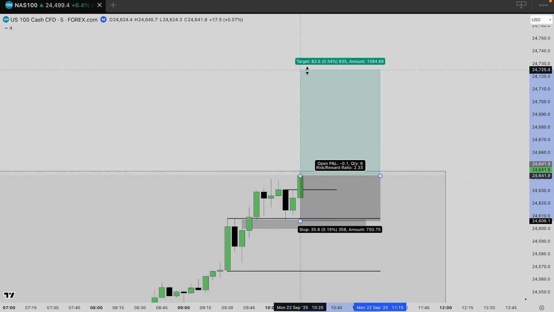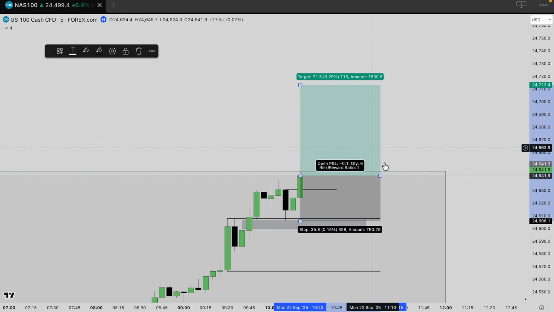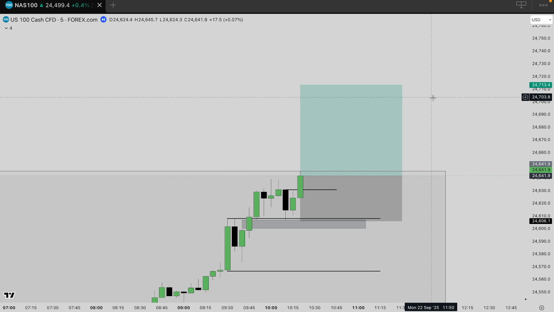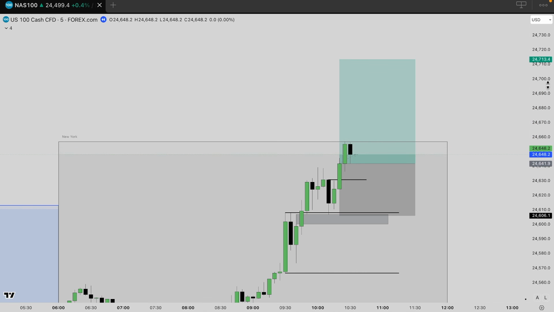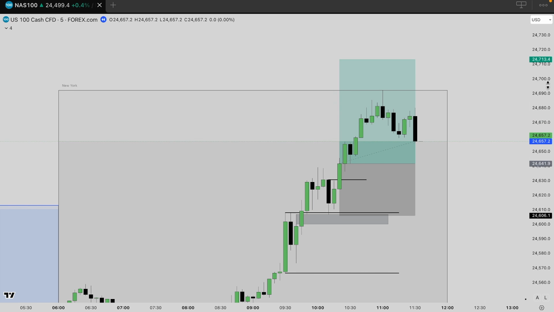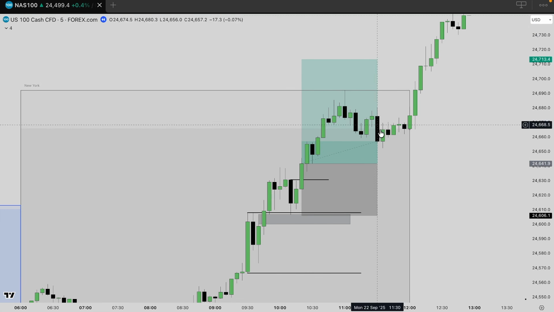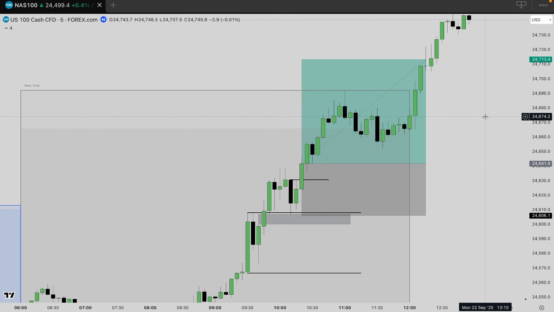Then what do we do? Well, first target is a 2R and then we can secure partials. We go to a higher time frame and we leave a very small runner running. Playing price action ahead, price action runs higher. We do struggle a little bit, and then eventually we are taken out of our position for a 2R.